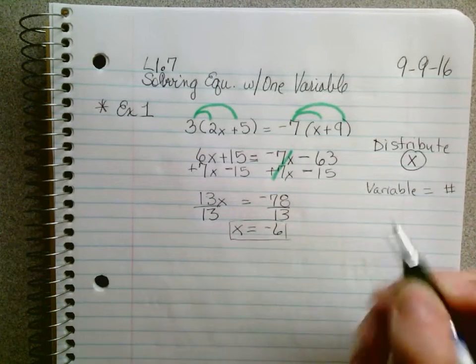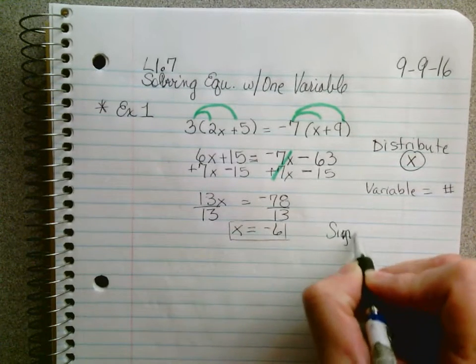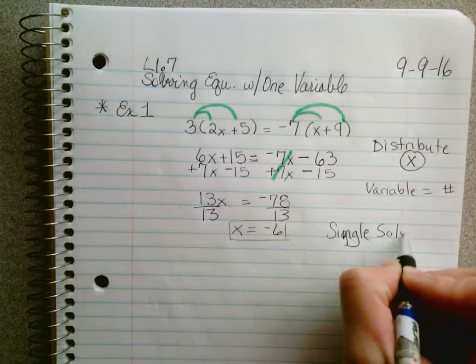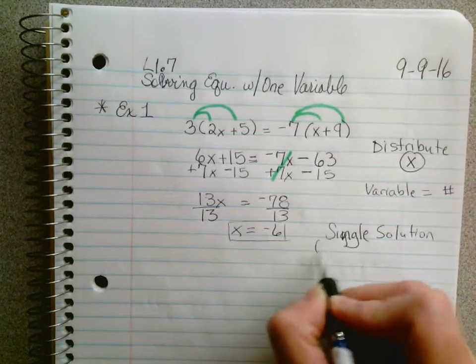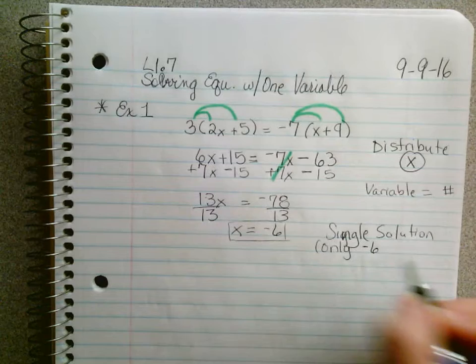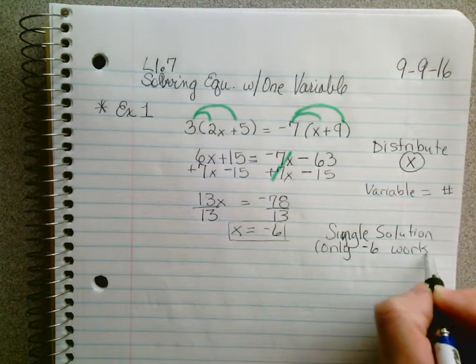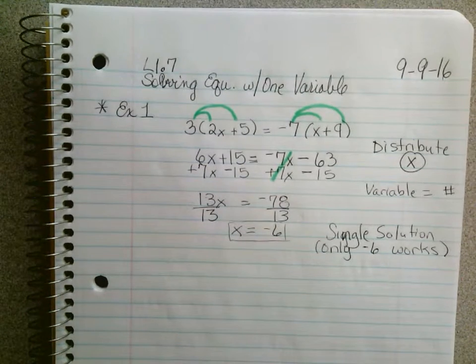This is an example of a single solution, right? So only -6 works here. It's not all real numbers. It's not no solution. It is only that item works. Okay, that's example 1.